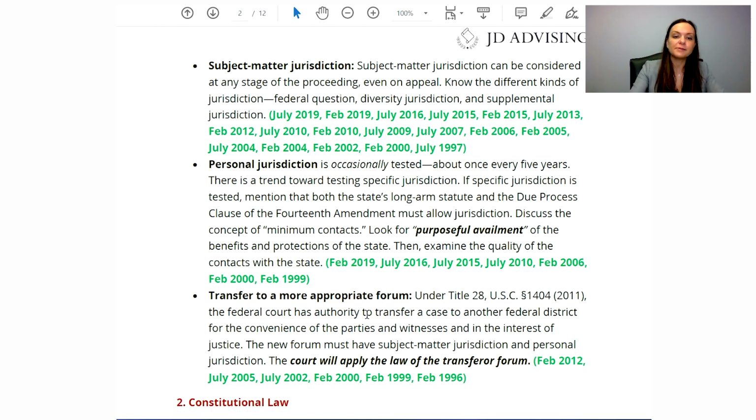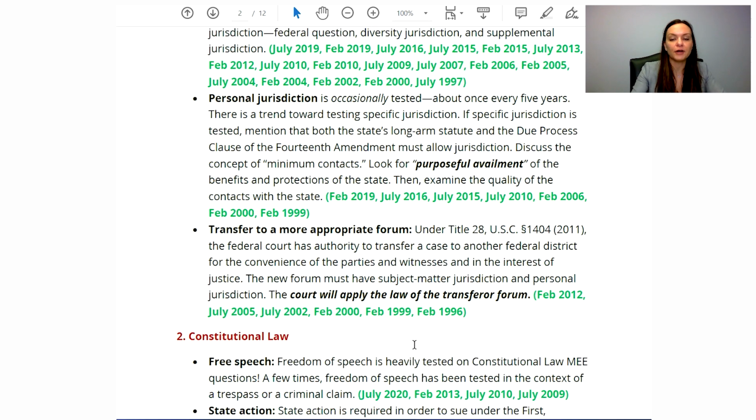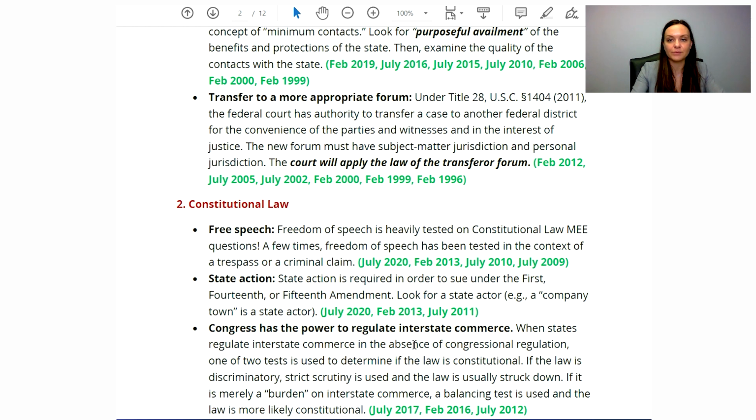And when it comes to transfers to a more appropriate forum, the one thing that I want to say about this is remember that you are applying the correct law. Oftentimes, that's really what they're testing in these questions. They'll tell you where a lawsuit is filed and that it is being transferred. And then ultimately, the question is which law applies.